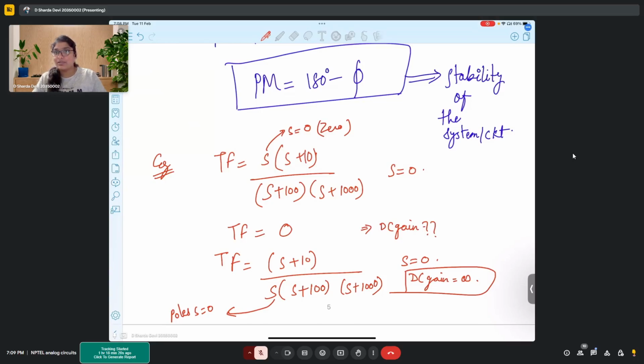If it is s square, then it will be plus 40 dB per decade. The slope, from the beginning, from the origin only, it will increase.